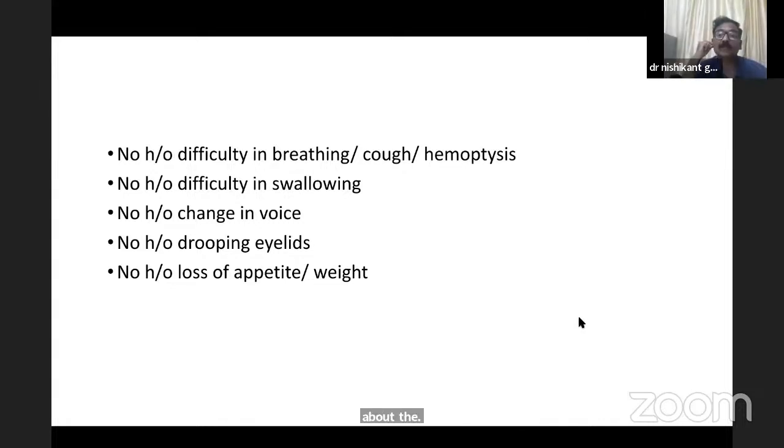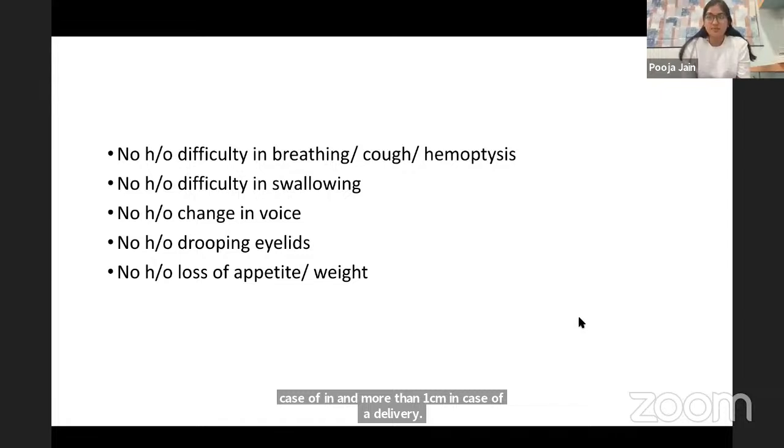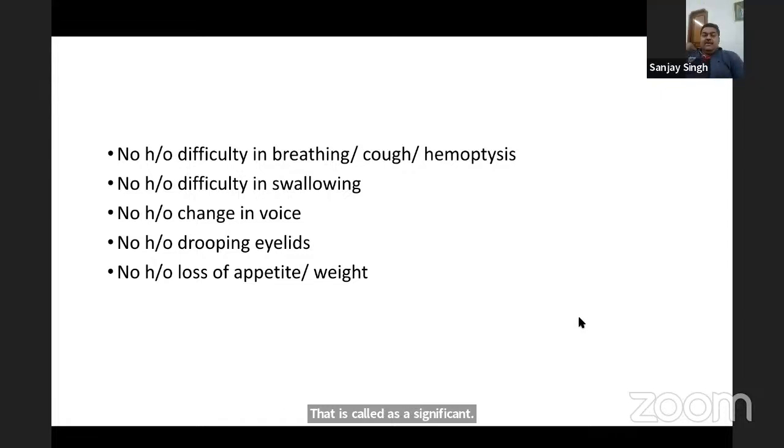More than 3 centimeters in case of cervical, more than 2 centimeters in case of inguinal, and more than 1 centimeter in case of axillary. That is called a significant lymphadenopathy. Okay, sir. Like you should know why. Why it is said that more than 1 centimeter, more than 2 centimeters, more than 3 centimeters.